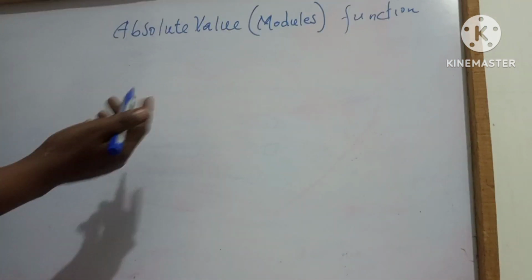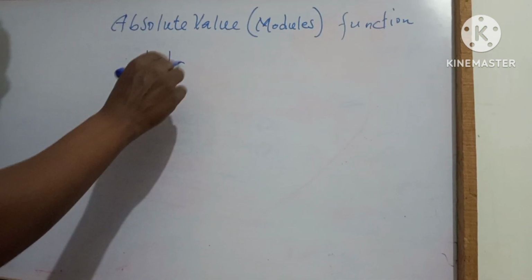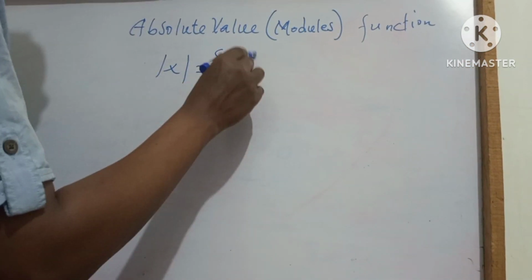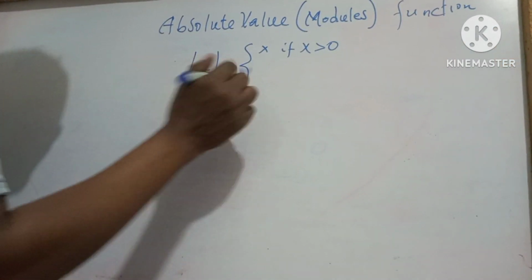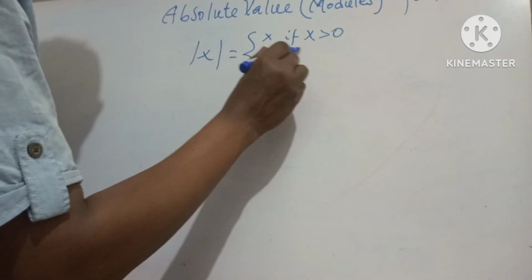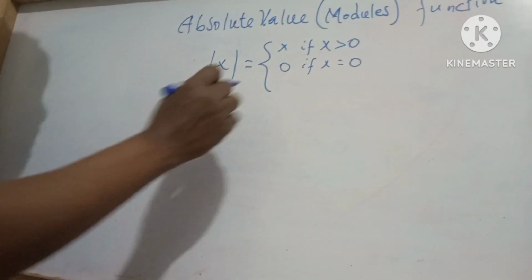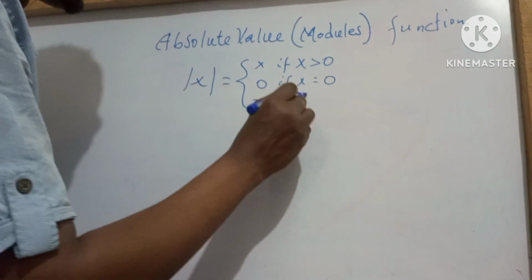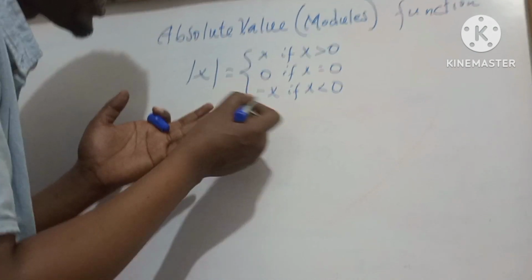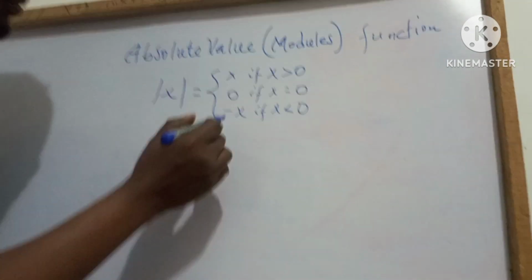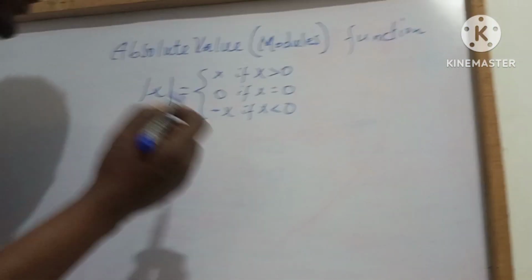Now the absolute value of a function is defined as follows. The absolute value of x is x if x is greater than 0, the absolute value of x is 0 if x is equal to 0, and the absolute value of x is negative x if x is less than 0. Here, negative x means this is not negative, this is a positive number. For example, x is less than 0, so negative times negative is positive.